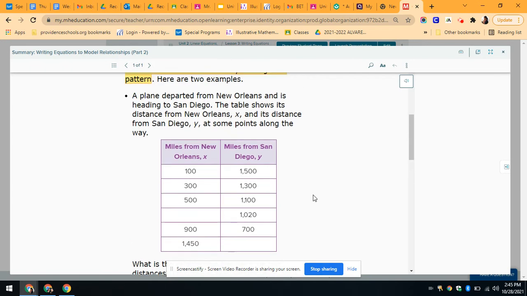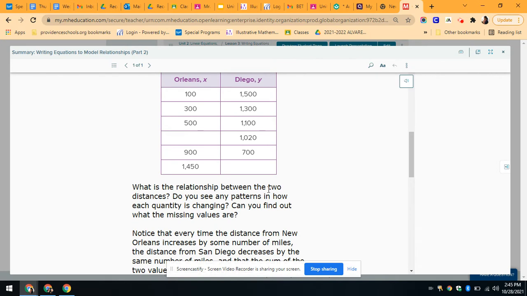So here in this chart, a plane departed from New Orleans and is heading to San Diego. The table shows its distance from New Orleans as x, so that's this, and its distance from San Diego as y. So what is the relationship between the two distances? Do you see any patterns in how each quantity is changing? Can you find out what the missing values are?